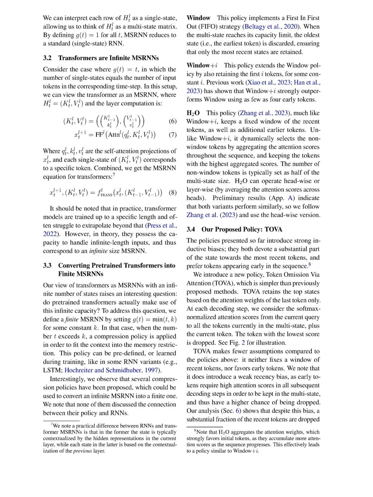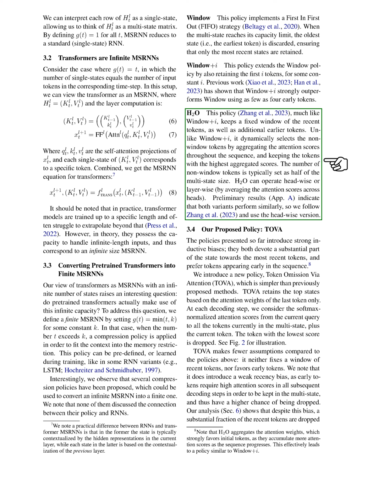Section Summary. In this section, the authors focus on transformer decoders and their ability to perform next token prediction. They also introduce the concept of multi-state RNNs, MSRNNs, and demonstrate that transformers can be viewed as a special case of MSRNNs with an infinite number of states. They propose a novel finite MSRNN policy called TOVA, which implements a first-in first-out (FIFO) strategy for retaining the most recent states while discarding older ones. This policy dynamically selects non-window tokens based on aggregated attention scores, resulting in improved performance compared to previous compression policies.